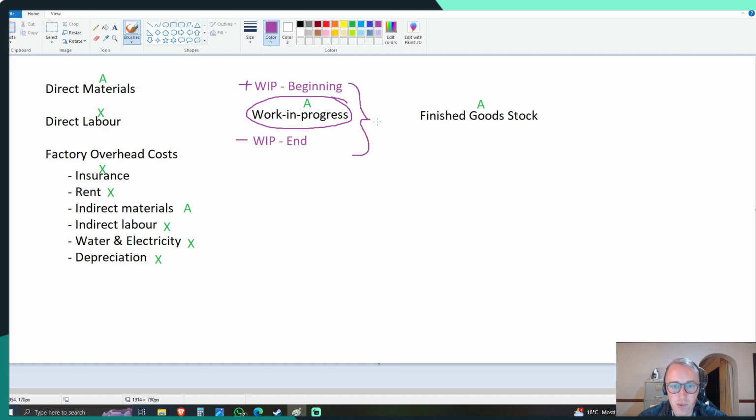Let's do that a little bit nicer. No, that still looks terrible. Anyways, work in progress produced during the year, plus your work in progress at the beginning, minus your work in progress at the end, and that will give you your finished goods stock.